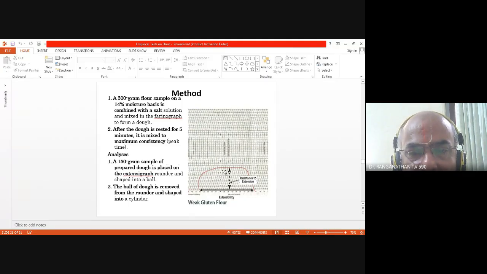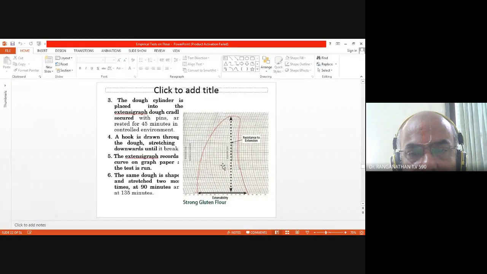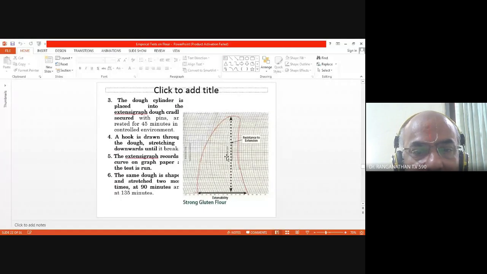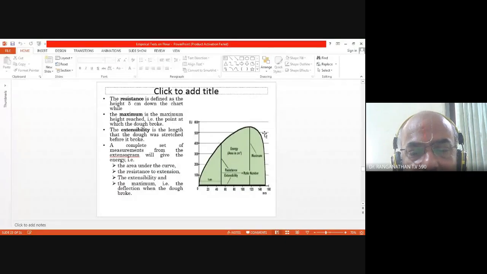So here what is important is the height. Okay. So this height in the case of strong flour will be much more. I think you can note the difference. It is much higher here. So this shows that the dough is comparatively strong. So now I have a weak gluten flour, you have a strong gluten flour, and this is what is given. The interpretation is the maximum height and this thing. Both of these things matter.